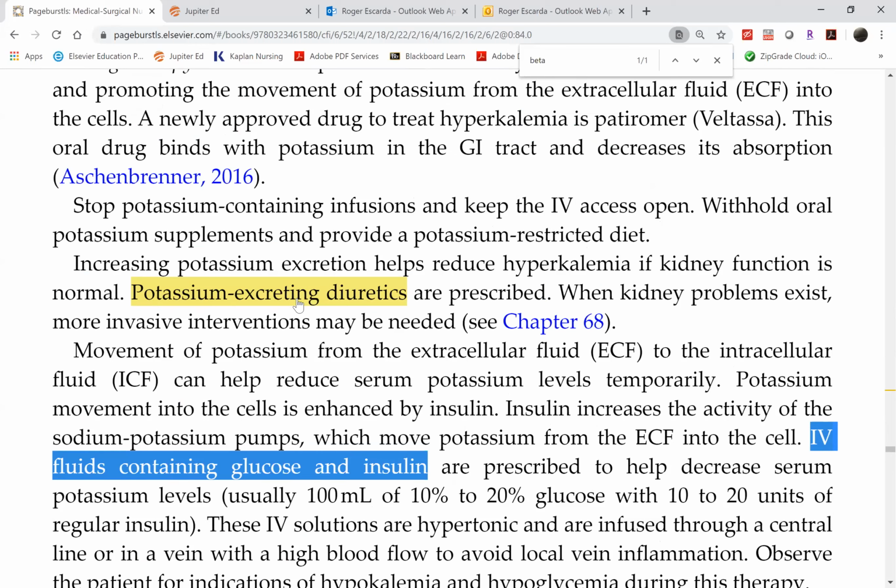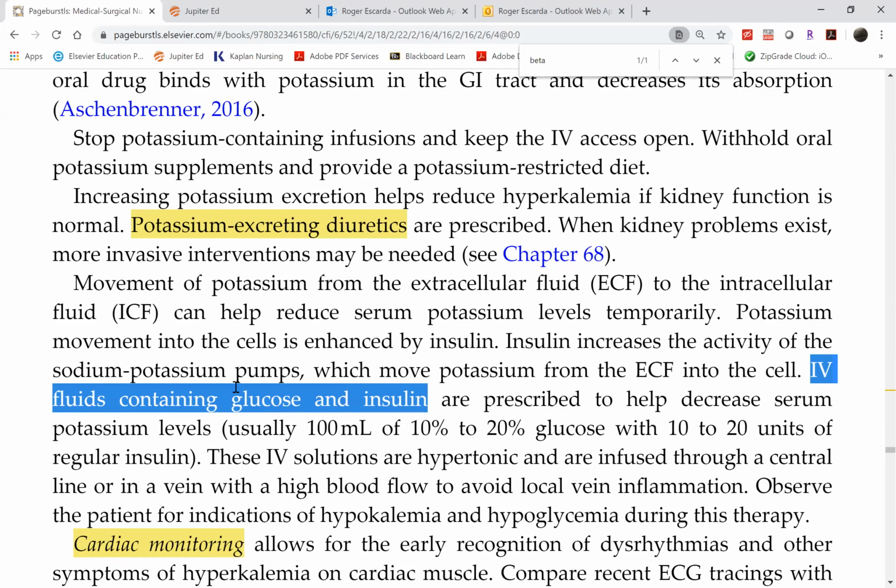Again, the Kayexalate works 2 hours later. So in the meantime, you need to drop the potassium levels fast. And you can do that with insulin and dextrose. Or other textbooks say calcium gluconate will do the same, but it's not mentioned in your textbook. So we don't do that on the test because it's not found here.